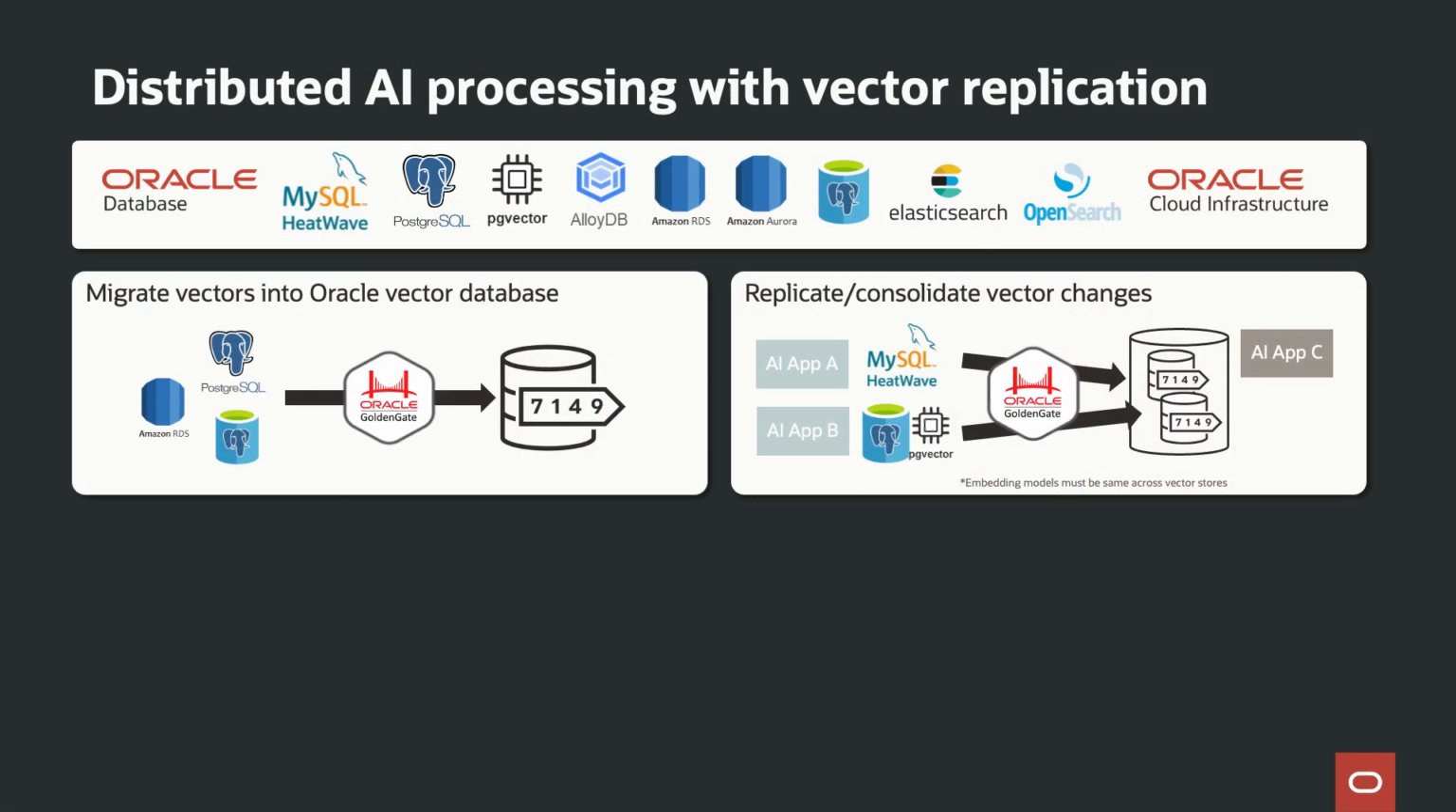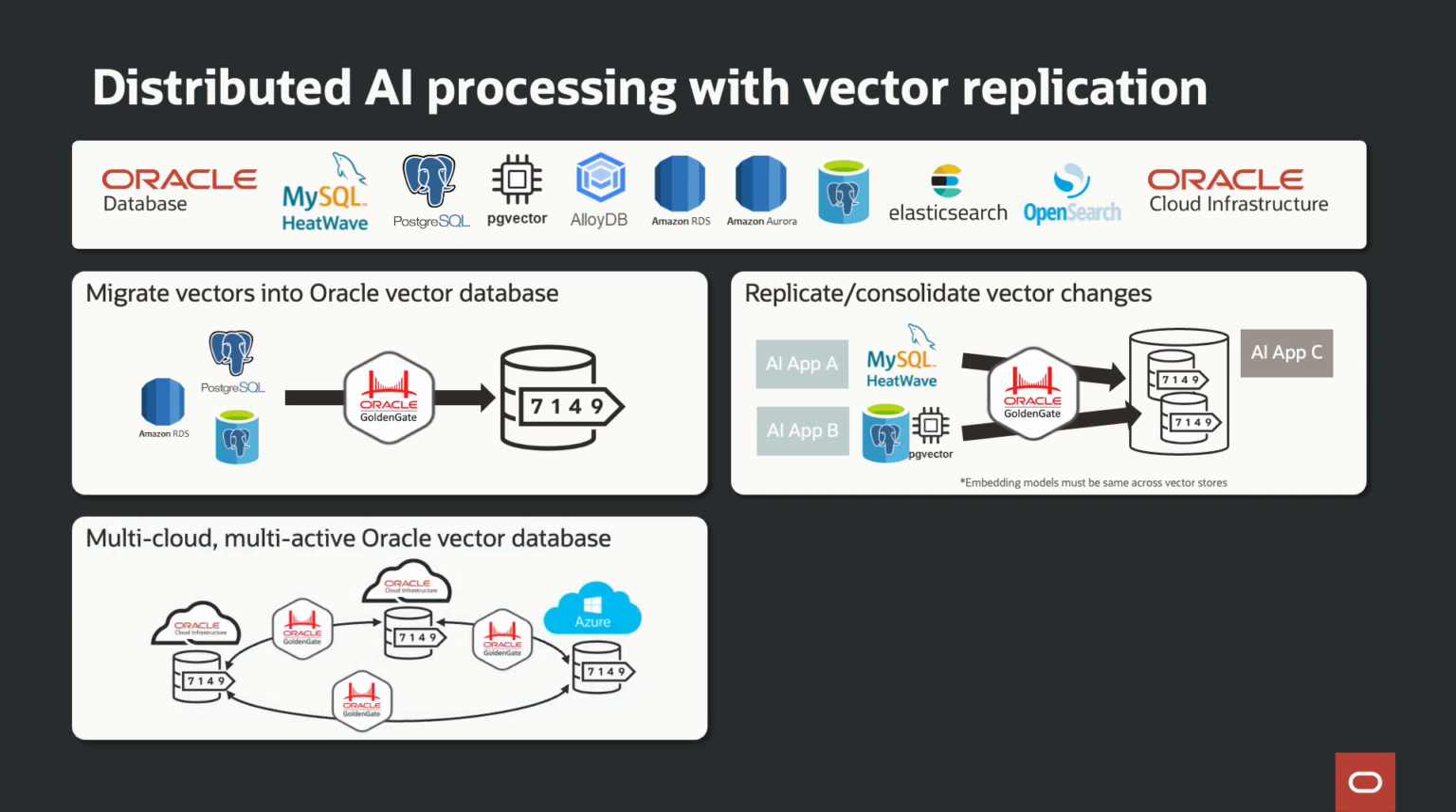Another use case here is being able to replicate and consolidate vector changes from multiple systems into a single database. For example, I can take vector data or information from multiple applications or multiple databases and consolidate that into a single autonomous database where I can run all of my vector data and vector information. I can also do multi-cloud replication between vector data. So just like GoldenGate can move data between different cloud environments and on-premise to cloud and cloud to on-premise, we can do the same thing with the vector data.